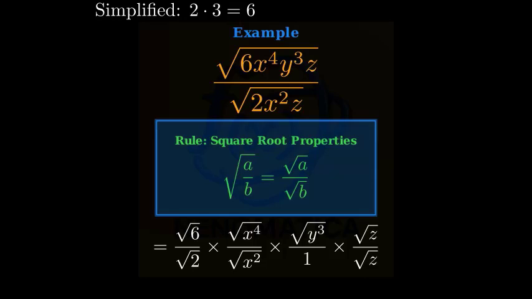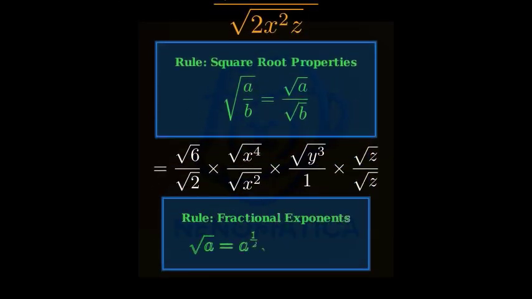So we have the square root of 6 divided by the square root of 2, multiplied by the square root of x to the fourth over x squared, multiplied by the square root of y cubed divided by the square root of z squared, all times the square root of z. Now we can simplify each term.